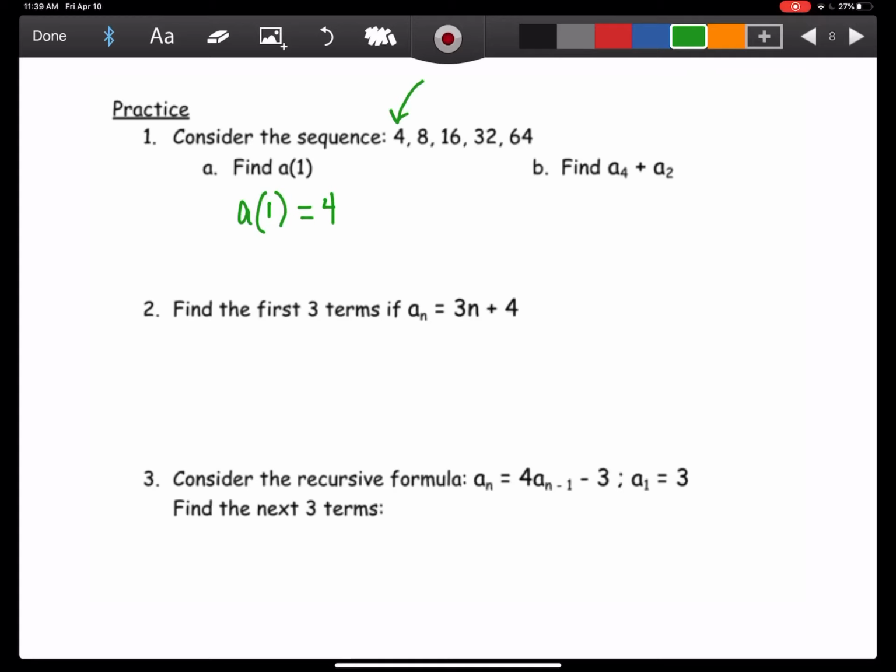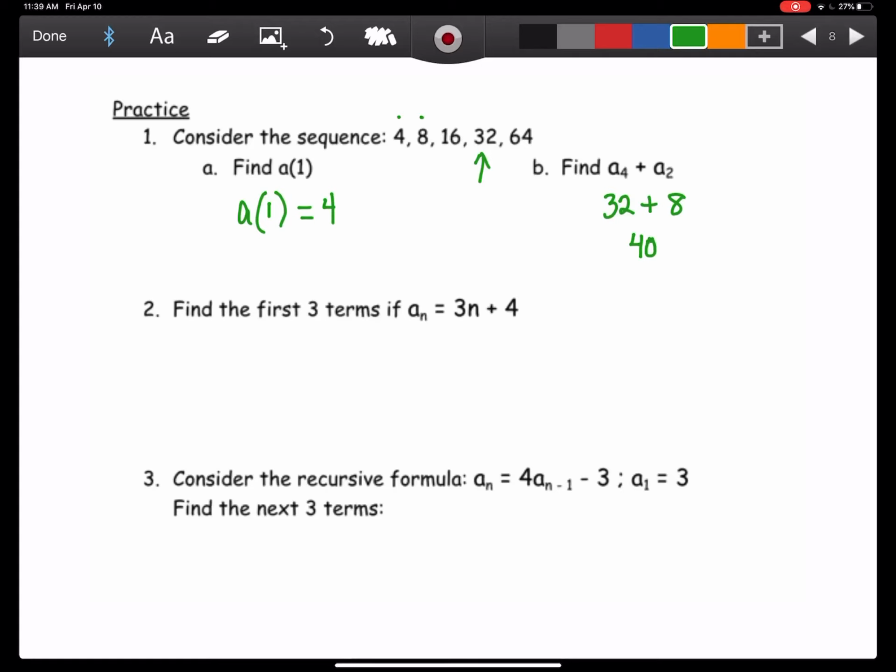Practice question 1B. Find A sub 4 plus A sub 2. So now we look for A sub 4. So that would be 1, 2, 3, 4. That's going to be 32. So A sub 4 is 32 plus, and then it says A sub 2. So 1, 2, the second term in the sequence, second element, whatever you want to refer to it as, is 8. And so A sub 4 plus A sub 2 is equal to 40.